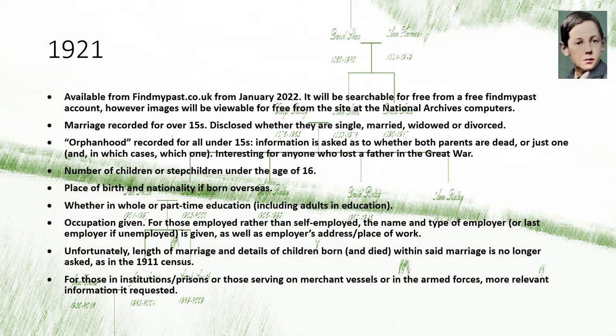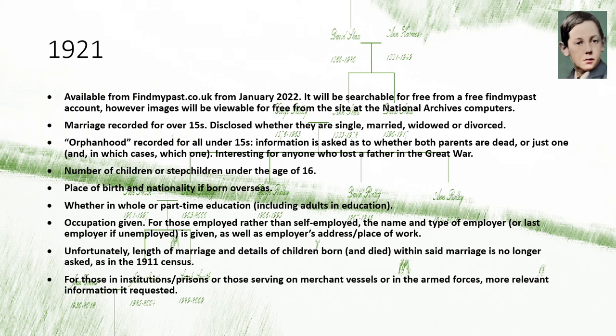It asks how many children or stepchildren under the age of 16 they are responsible for. It asks for place of birth and nationality if you're born overseas. It asks whether you're in whole or part-time education, and this is really, really interesting. That includes adults in education for the first time as well, perhaps adults at night school trying to further themselves. Occupation is given, and for those employed, rather than self-employed, the name and type of employer, or the last employer if unemployed, is given, as well as the employer's address or place of work.